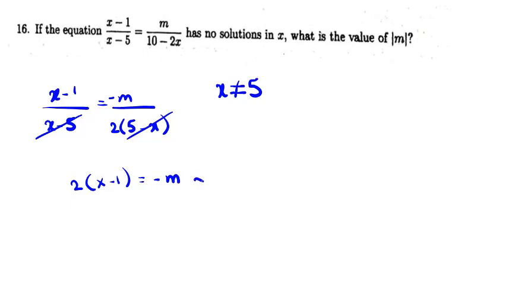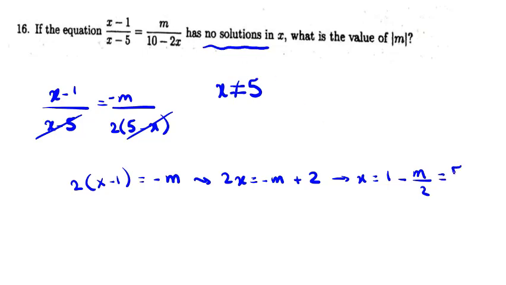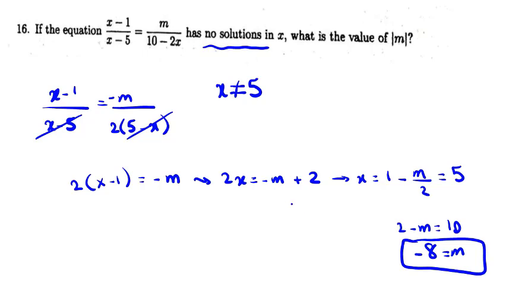So we can say, okay, 2x equals negative m plus 2. So x equals 1 minus m over 2. We know that x cannot be 5. If we want it to have no solution, if it is 5, then we can say it has no solution. It means 1 minus m over 2 equals 5. If we multiply by 2, 2 minus m equals 10. So m equals 2 minus 10, negative 8. So m should be negative 8.